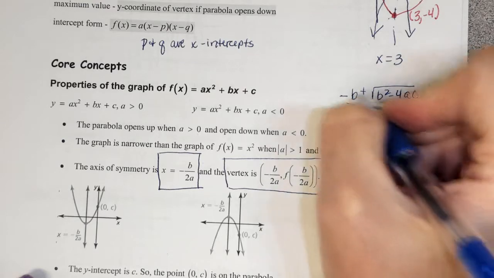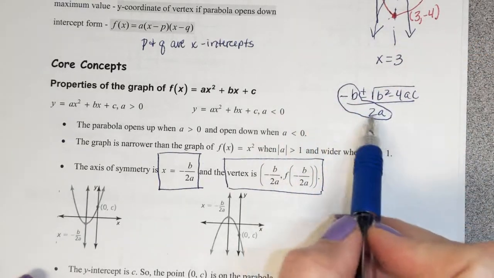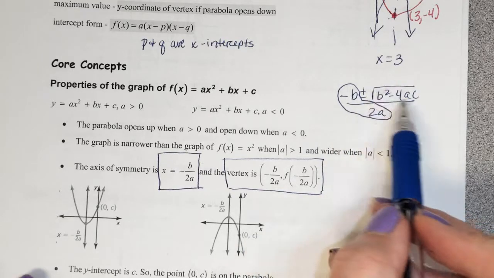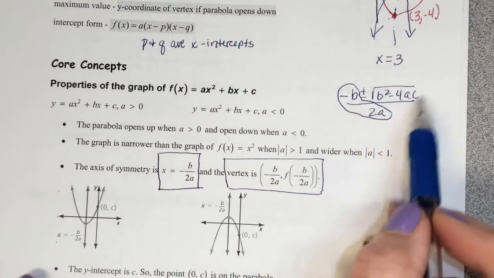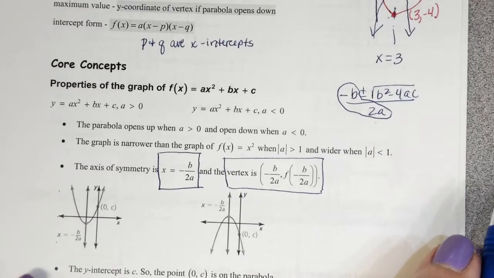Good. So right here, that's always the vertex of the parabola. This has to do with finding the x-intercepts. That's what the whole thing does.